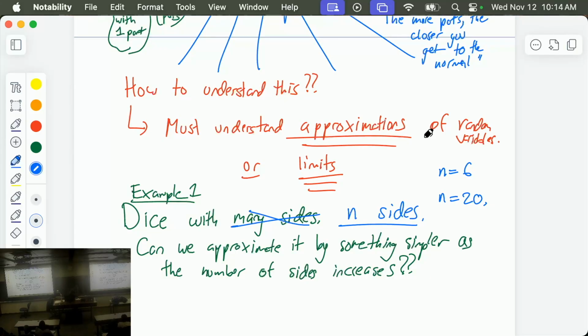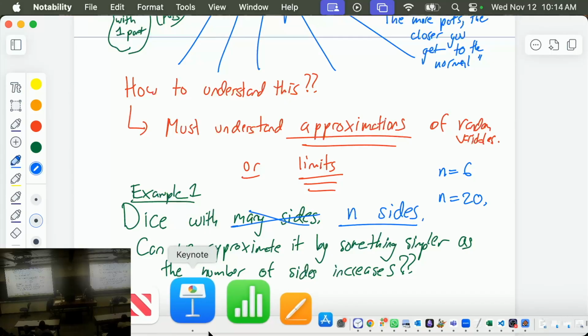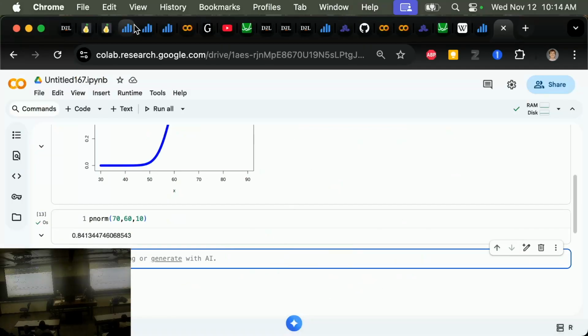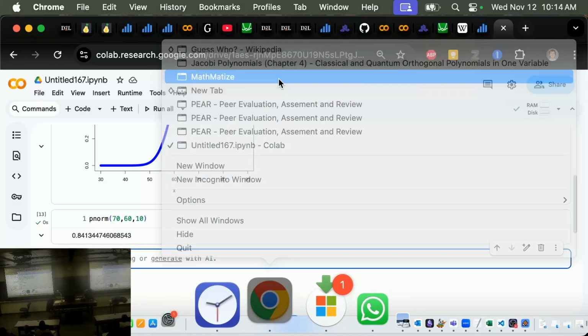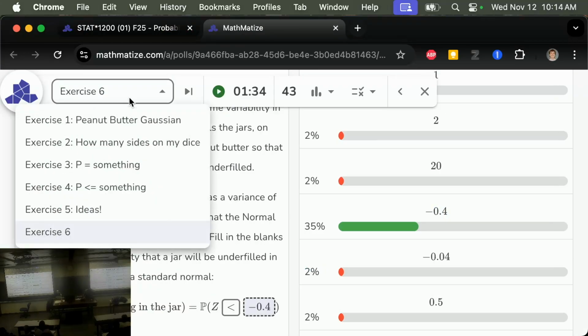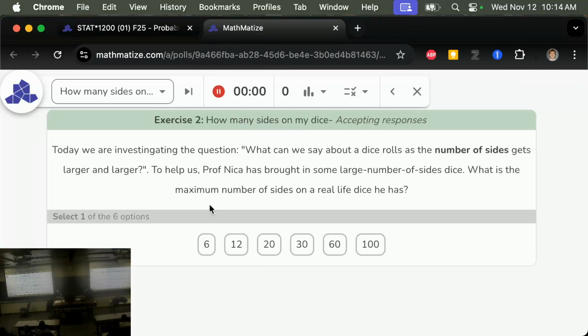Okay, let me open up a mathematized question here. We're going to move into this many-sided dice situation. And where's my mathematize? I think it is in a different window. Here it is. Okay. How many sides are on my dice? What can we say about a dice roll when the number of sides gets larger and larger?